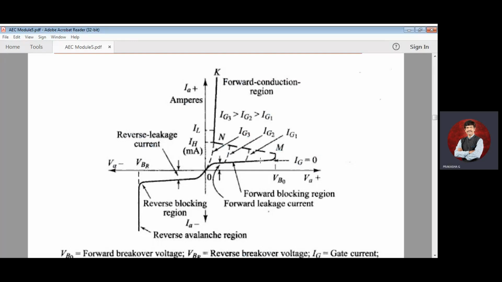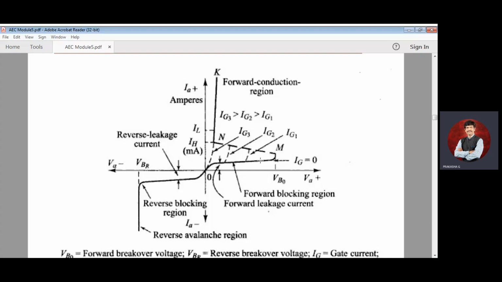What do you mean by IL? It is the latch current, we will call that. IL is the latch current or latching current. IH is the holding current. And IL is greater than IH. That is what is required.